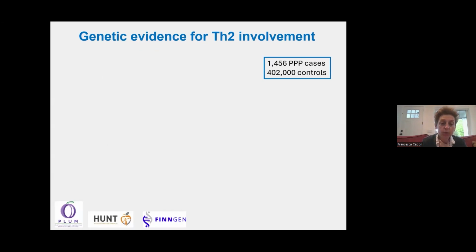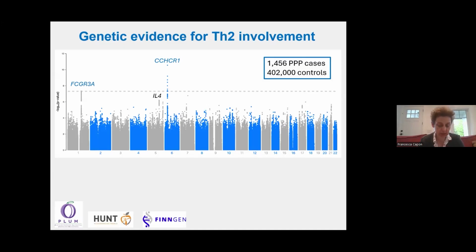And so again, we worked with the PLUM Consortium in the UK and with Biobanks in Norway and Finland, and we were able to ascertain almost 1,500 palmoplantar pustulosis cases, which is quite a respectable sample size for such a rare disease. And this is the Manhattan plot of our genome-wide association study with the association p-value on the y-axis and the chromosome position on the x-axis. And as you can see, we found a rather significant association with the IL-4 gene region, and IL-4 is, of course, a master Th2 cytokine.